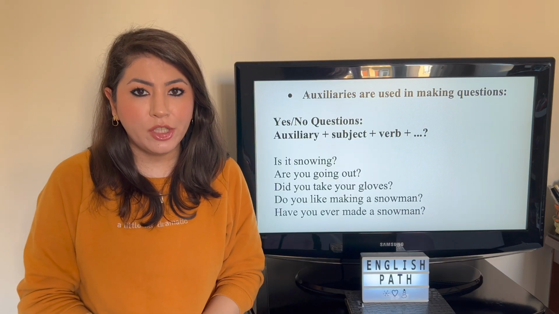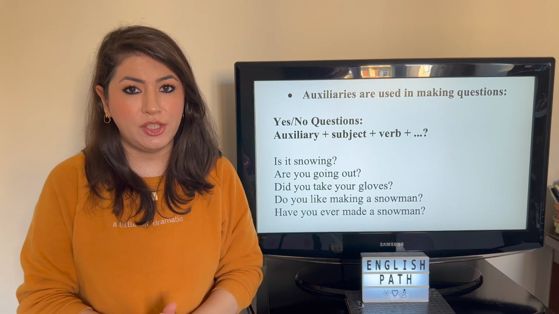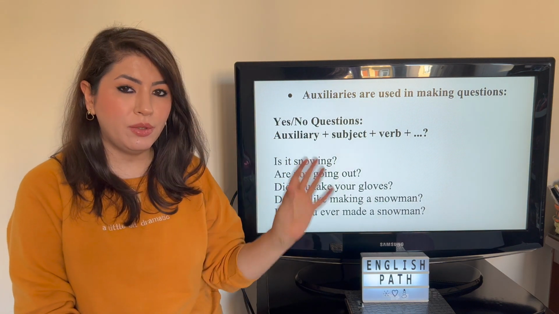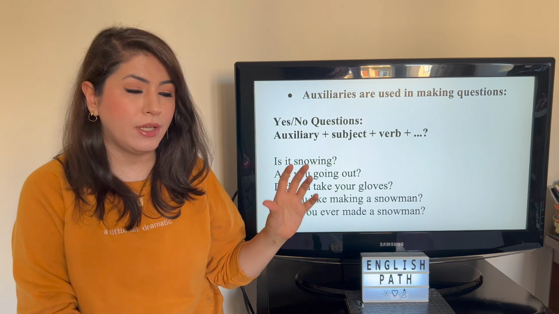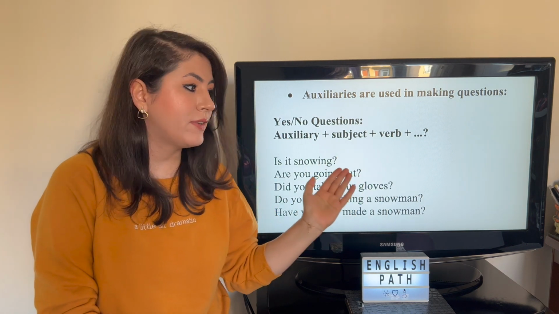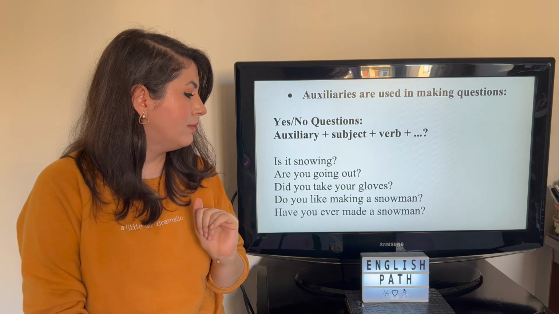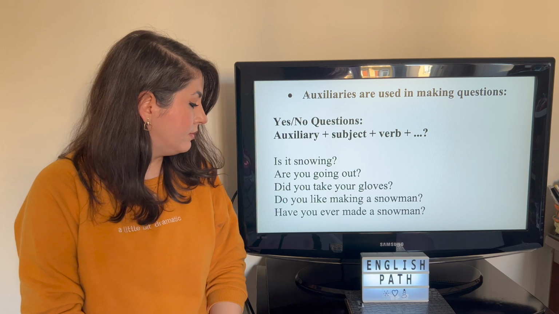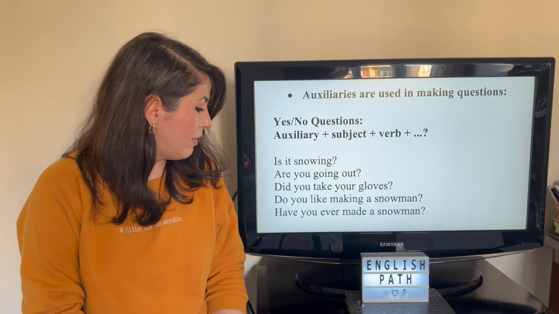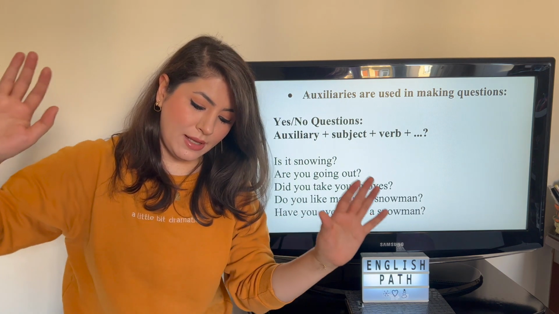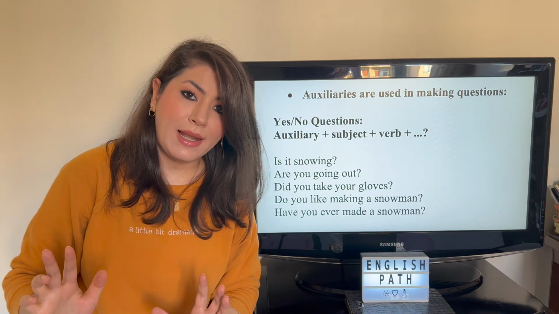Main auxiliary verbs are used in making questions, like yes-no questions, and the general formula and structure is auxiliary, subject, verb. For example, is it snowing? Are you going out? Did you take your gloves? Do you like making a snowman? Have you ever made a snowman? Like, snow is a very important thing in my life.